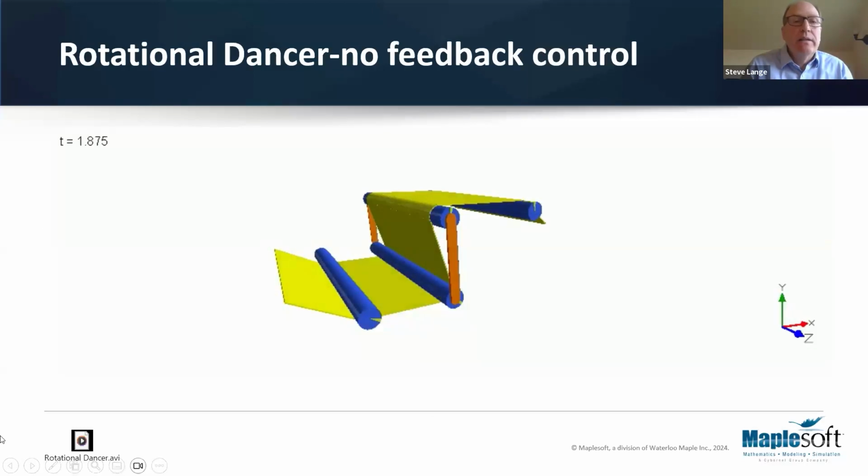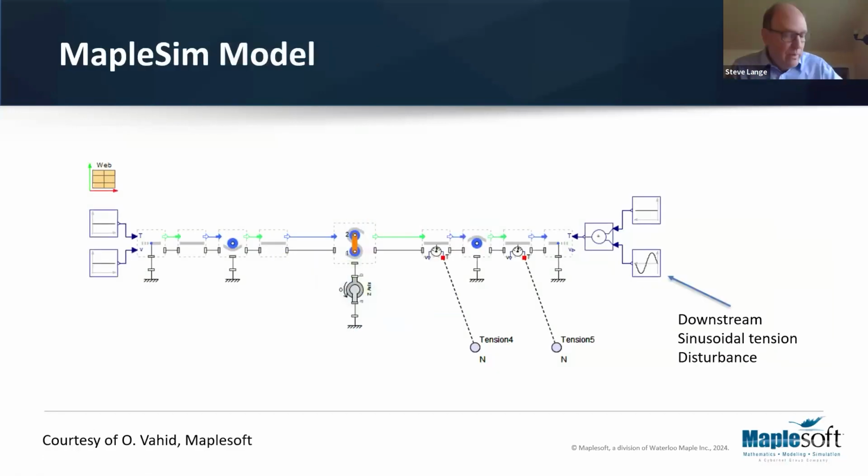The next example is this rotational dancer, and you'll see the color changing on the web sort of periodically. That's implying a tension change in the web. The color change implies that. So it's oscillating back and forth. Why? Because in this simulation, we have a sinusoidal tension disturbance downstream. So we're increasing and decreasing tension up and down in this span here, which affects this tension in span 5.